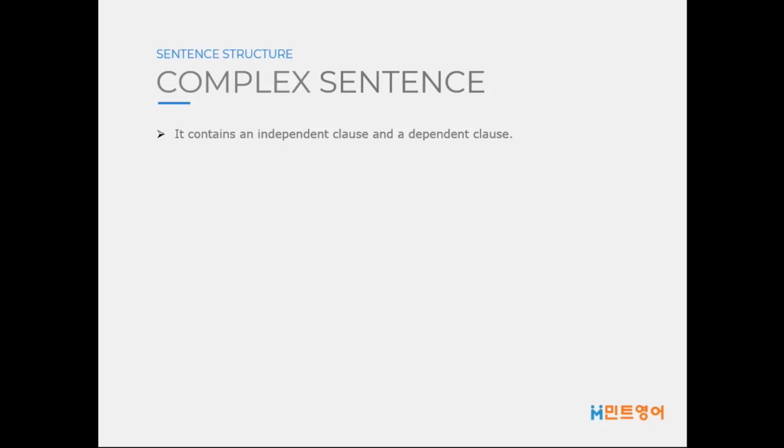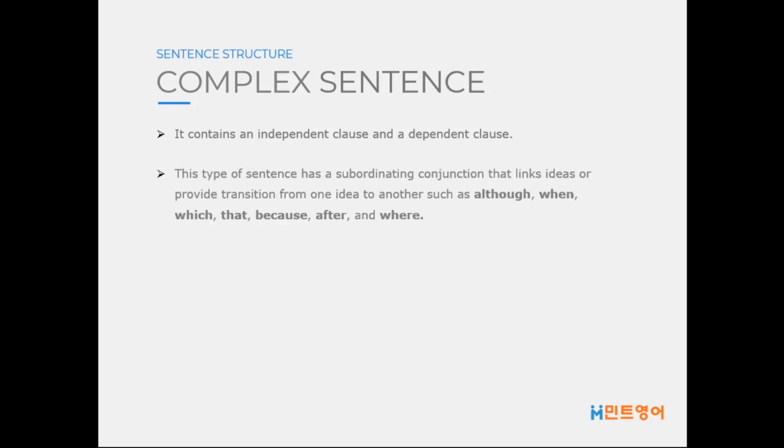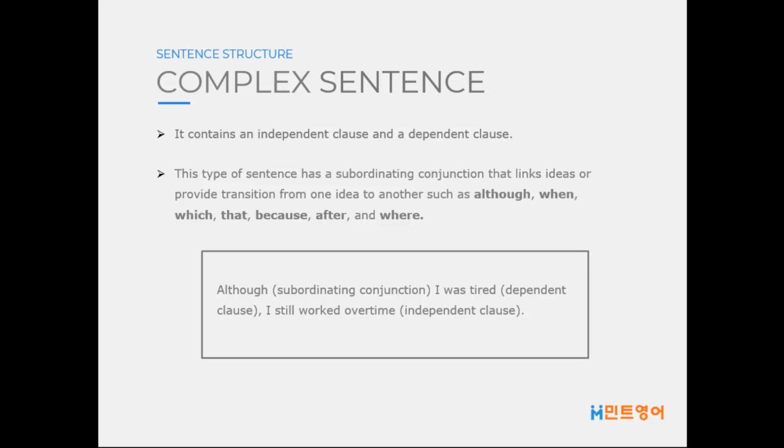A complex sentence contains an independent clause and a dependent clause. This type of sentence has a subordinating conjunction that links ideas or provides transition from one idea to another, such as although, when, which, that, because, after, and where. The subordinating conjunction in this sentence is although, and it connects the dependent clause with the independent clause to form a complex sentence.